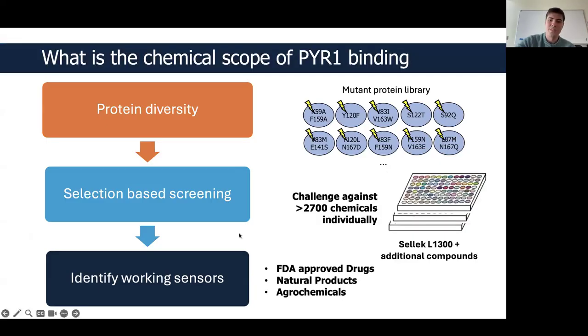And so to ask how broad a range Peer 1 is able to bind to these different small molecules, we challenged these 2 general screen libraries against over 2,700 chemicals individually. Predominantly, this library was coming from the Selleck L1300 library, which contains a lot of FDA-approved drugs and natural products. But we also added additional compounds, especially in the space of agrochemicals that we were interested in.